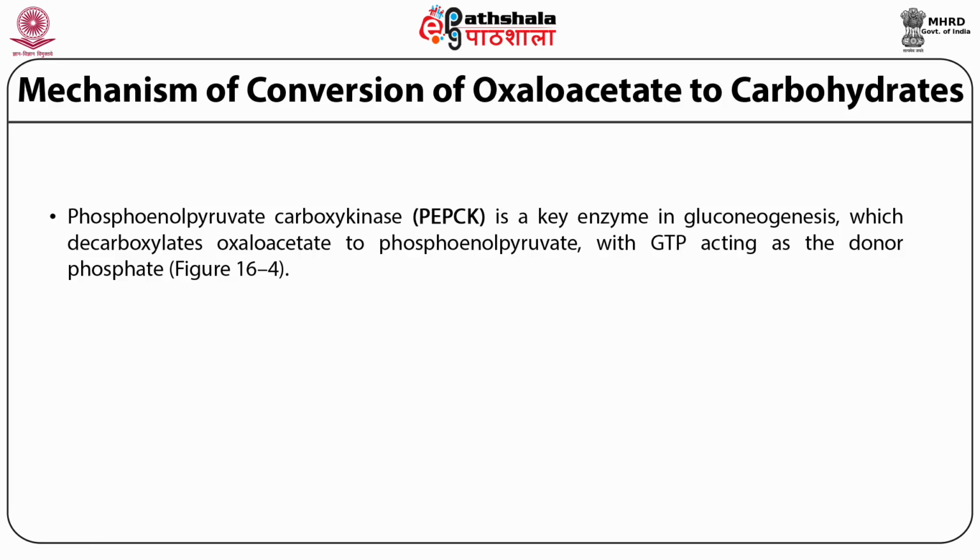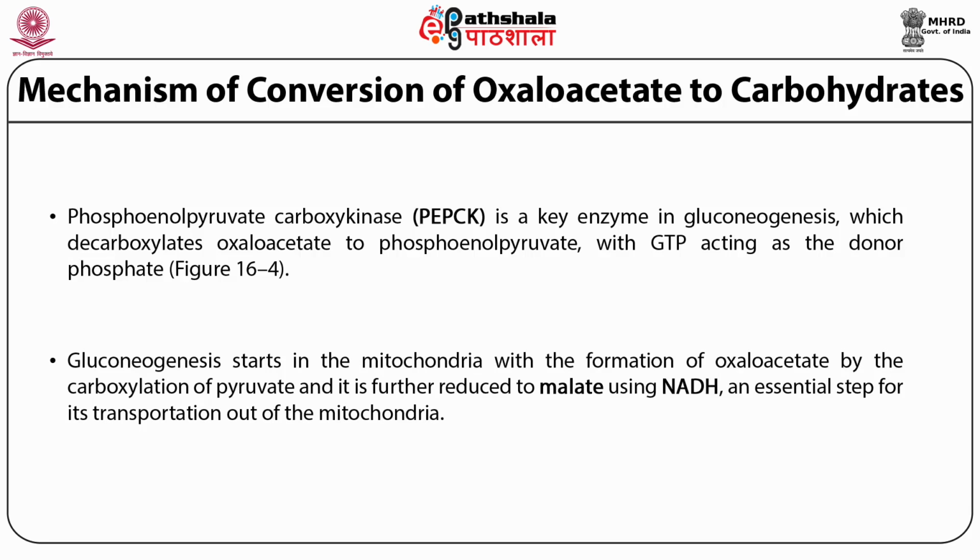Phosphoenolpyruvate carboxykinase is a key enzyme in gluconeogenesis, which decarboxylates oxaloacetate to phosphoenolpyruvate, with GTP acting as the phosphate donor, as shown in the figure.